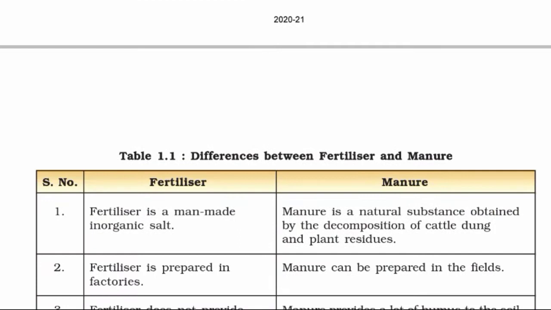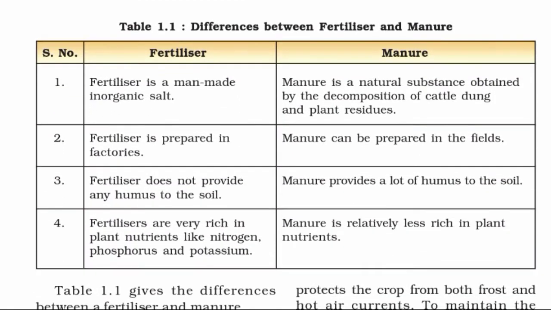Table 1.1. Differences between fertilizer and manure. First, fertilizer is a man-made inorganic salt, while manure is a natural substance obtained by the decomposition of cattle dung and plant residues. Second, fertilizer is prepared in factories, whereas manure can be prepared in the fields. Third, fertilizer does not provide any humus to the soil.